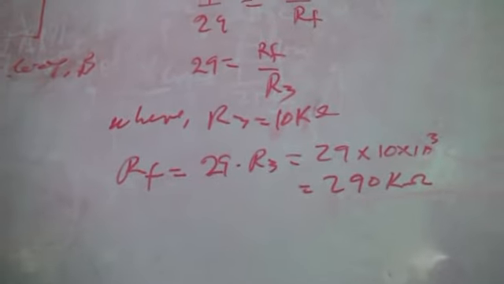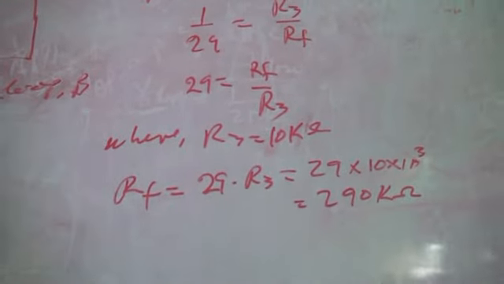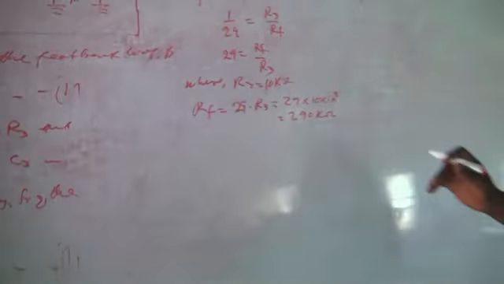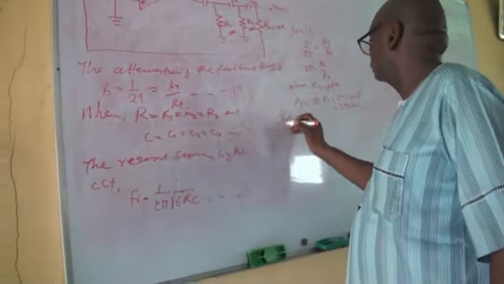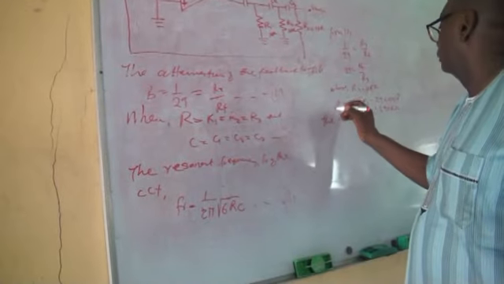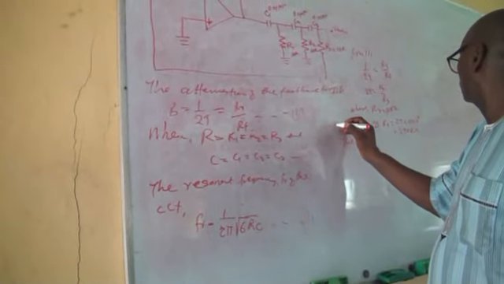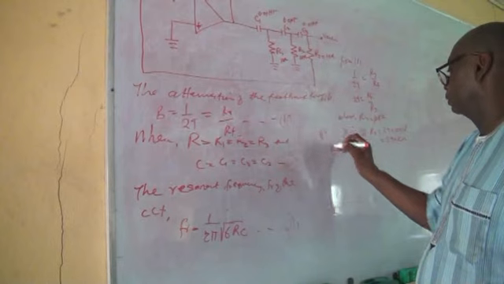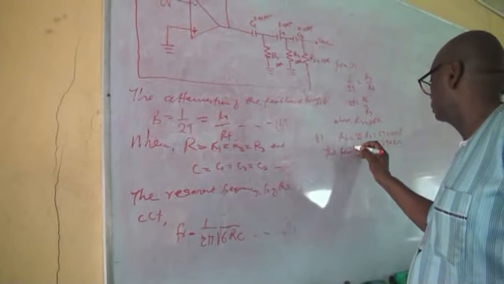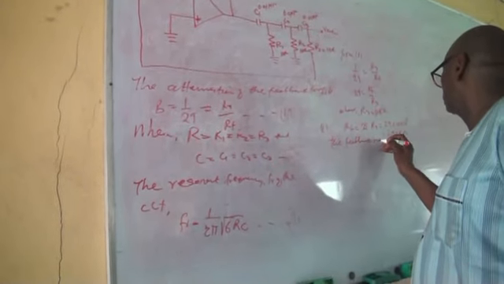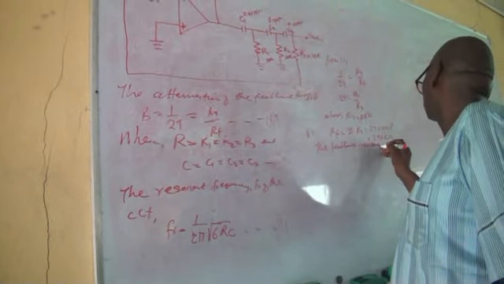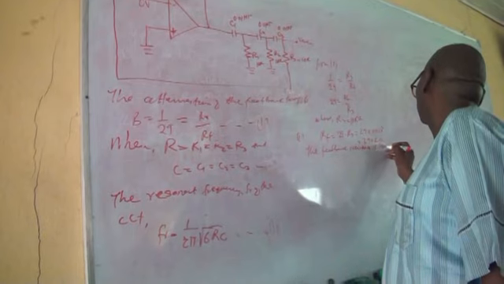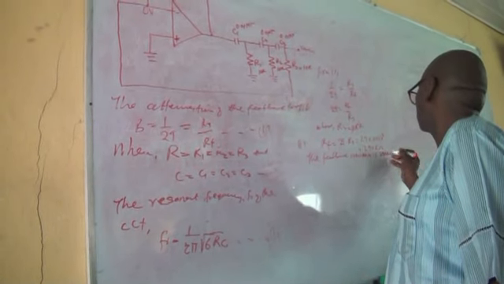290K. Now, if the value of this is now 1, the feedback resistance is 290 kilo ohms.